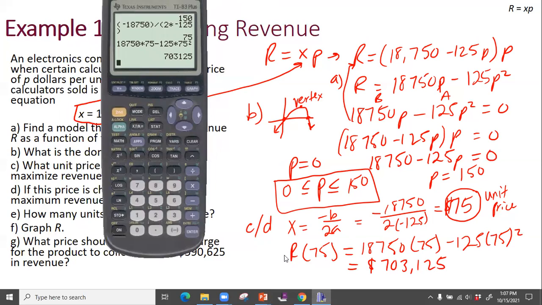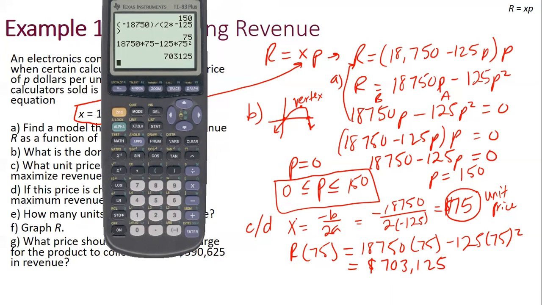So that's C and D done. I shouldn't have called this X. This is the X of your vertex. You be very specific.